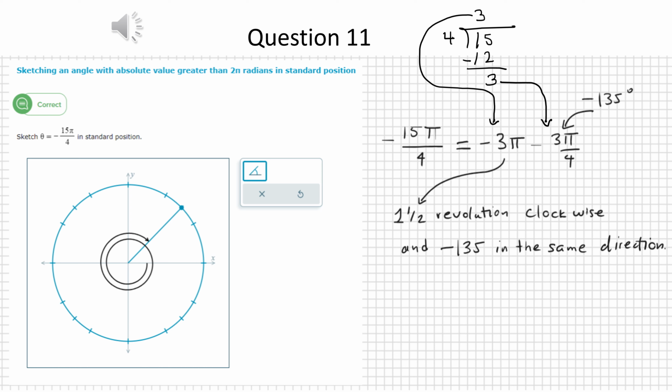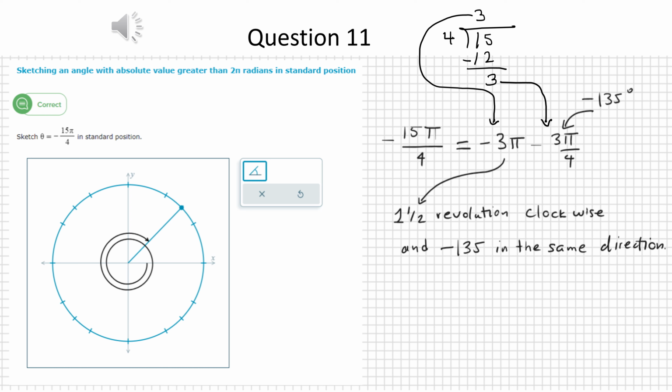Okay, one revolution, half revolution, plus 135. So basically this angle lies in the first quadrant and is equivalent to 45 degrees, pi over 4, positive.